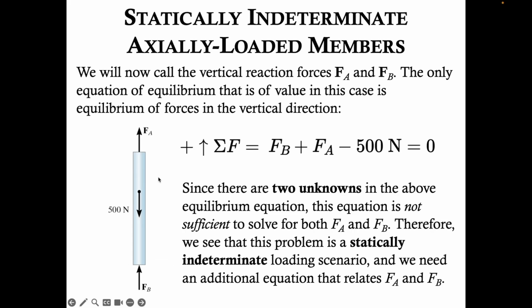The only equation of equilibrium that is of value in this case is equilibrium of forces in the vertical direction. We have F sub B plus F sub A minus 500 newtons equals 0. We're assuming directions of F sub A and F sub B, but we do know they have to act vertically. Since there are two unknowns in this equation, it is not sufficient to solve for both F sub A and F sub B. Therefore, this problem is a statically indeterminate loading scenario, and we need an additional equation that relates F sub A and F sub B.